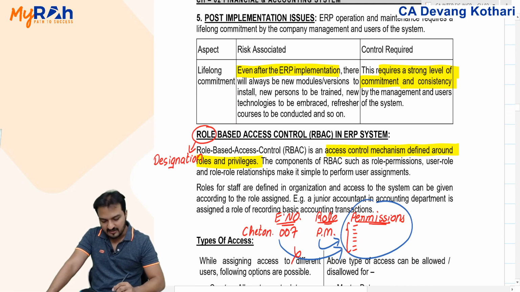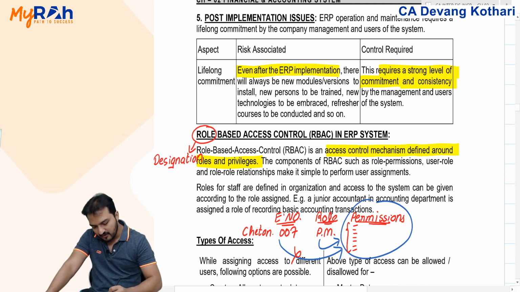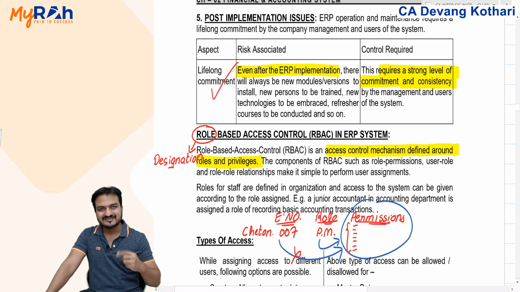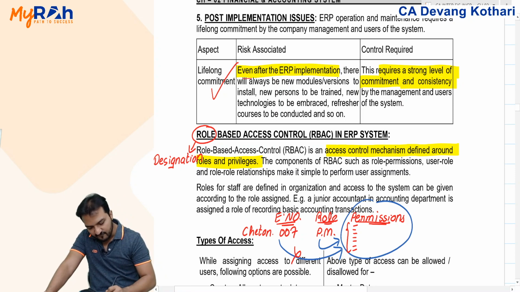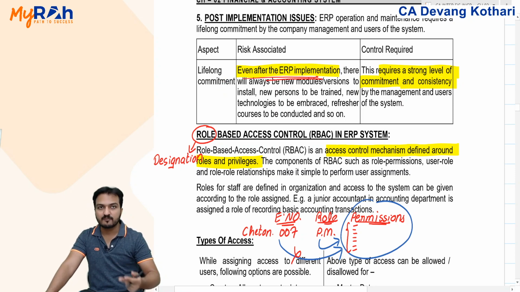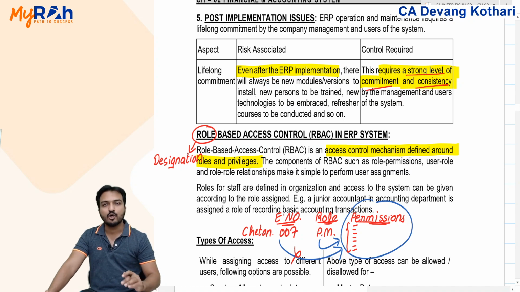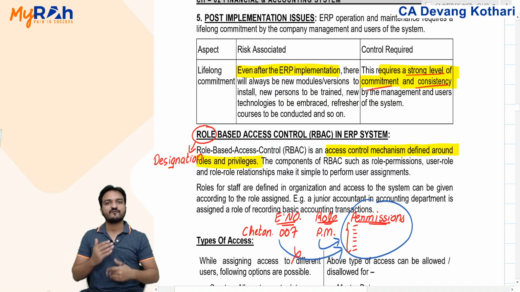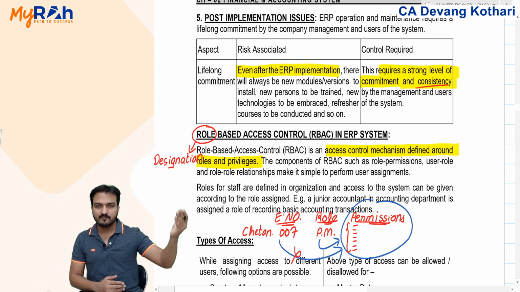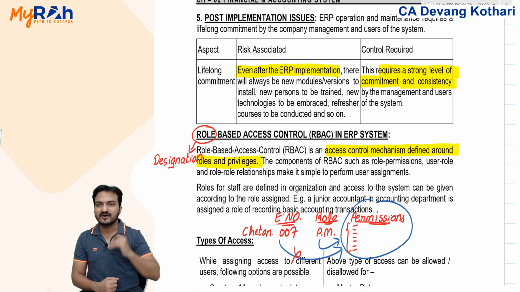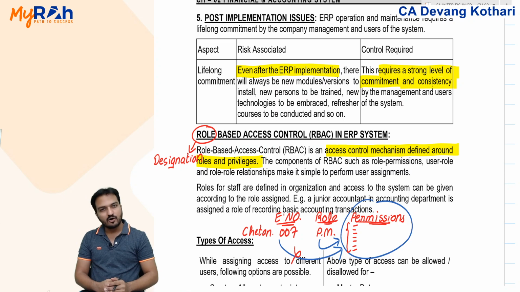And finally, post-implementation risk, like ERP implementation. After implementation, it is a lifelong commitment. The software seller should be able to give me lifelong commitment after the ERP implementation. It requires strong level of commitment and consistency. In future also, whenever the customer faces problem, then ERP vendor should be able to provide service for that. Okay, so these were all the risks associated with ERP implementation.